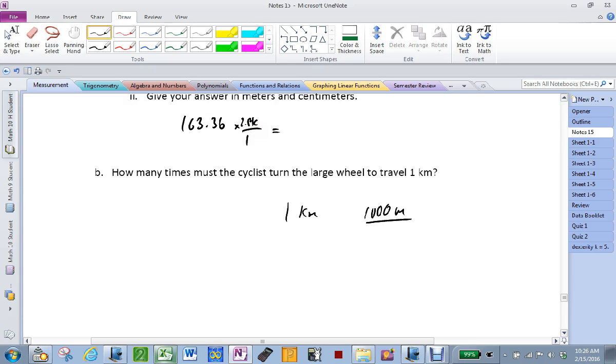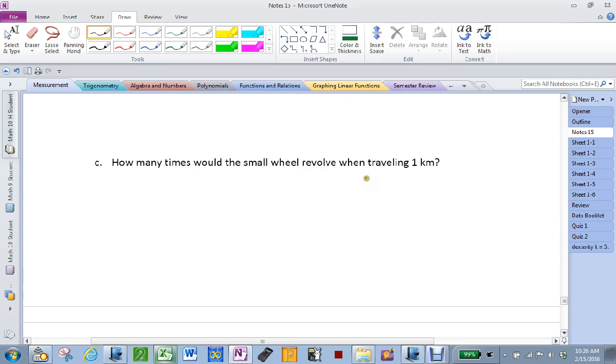Cool? So this is going to be divided by 400 and a bit, which is going to give me an answer. Yeah? And then that question, how many times does the small wheel revolve? I do the same thing: 1,000 meters divided by the circumference of the small wheel, which is whatever it is. Cool? Everybody okay? I don't want to spend a lot of time on this because I want to finish this unit today.